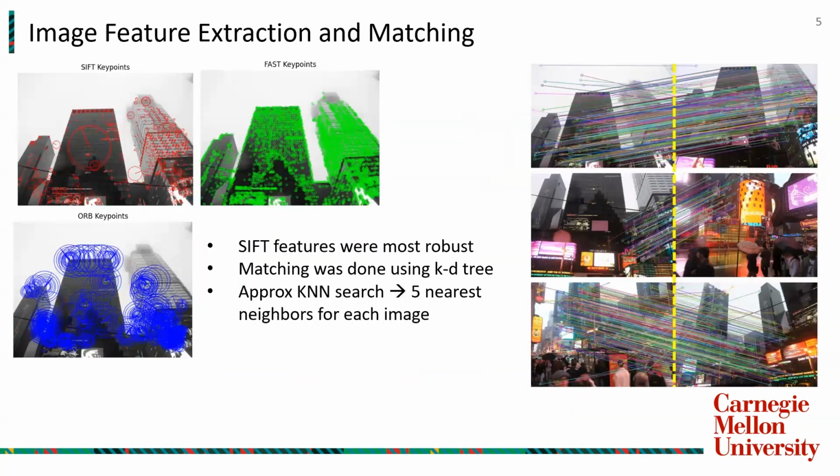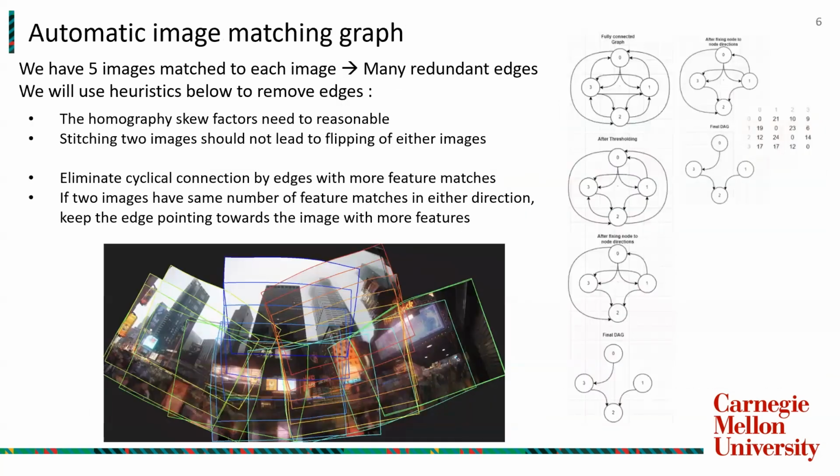So first, coming to the feature extraction step, I used SIFT for the feature extraction because you can see that compared to FAST and the other popular feature extractors, we have a lot of relevant features on the edges of the buildings, while FAST gives us a lot of redundant features throughout the building. Now, once we get the features, we will perform a matching with a KD tree to get the five nearest neighbors. Once we have the 5 nearest neighbors, we'll have a lot of redundant edges because each image is currently matched to 5 images, which have the highest number of features that match with it. Now, we'll use some heuristics to remove some of these edges.